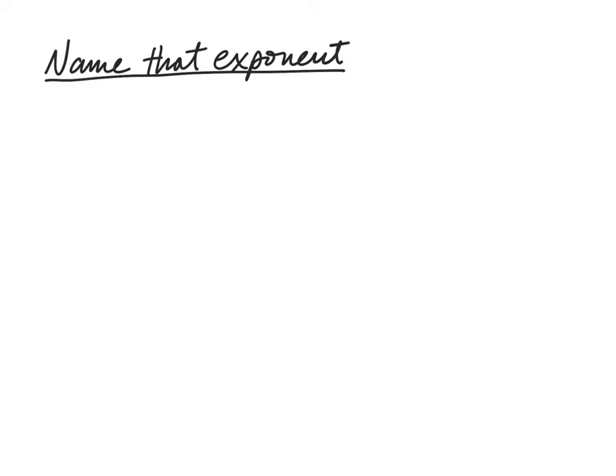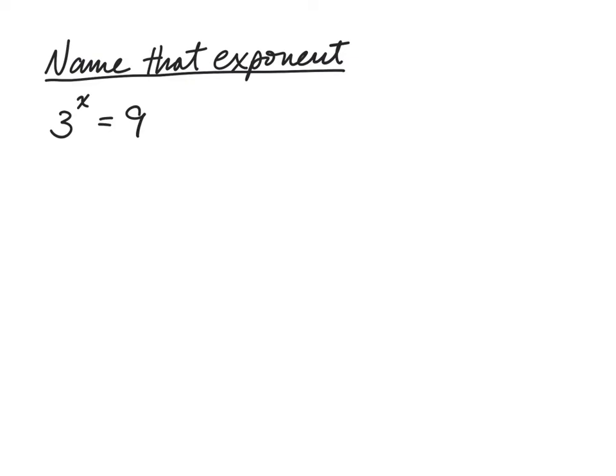We are now going to play a relatively easy game here. I'm going to write an equation up on the screen. One side will have a base with a variable exponent, and I just want you to tell me what exponent you need to equal the left side. Let's take a look at our first example here.